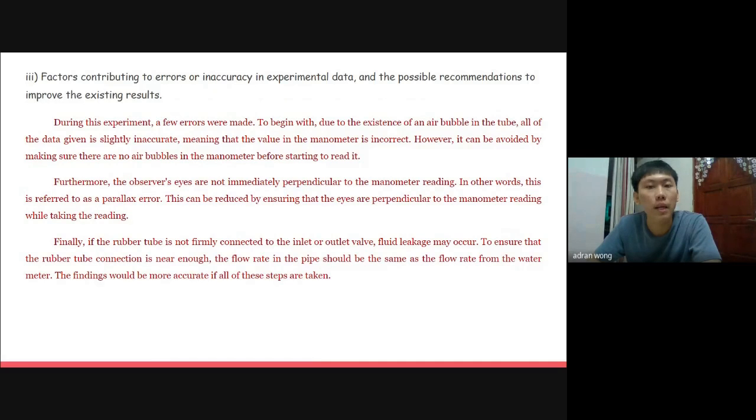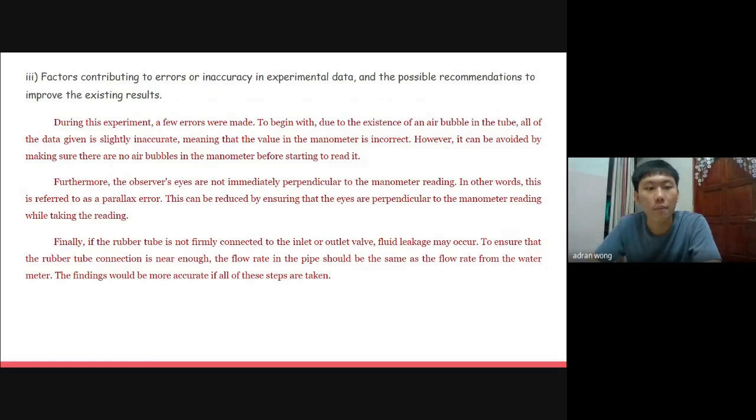However, it can be avoided by making sure that there are no air bubbles in the manometer before we start the experiment. Furthermore, the observer's eyes are not exactly perpendicular to the manometer reading. In other words, this is referred to as parallax error. This can be reduced by ensuring that the eyes are perpendicular to the manometer reading while taking the reading.